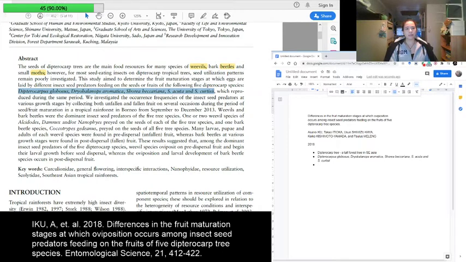So looking at these species, which reproduced during the same period, which means these plants produced fruit and seed during this period of the study. We investigated the occurrence frequencies of the insect seed predators at various growth stages by collecting both unfallen and fallen fruit on several occasions during the period of seed and fruit maturation in the tropical rainforest in Borneo, from September to December in 2013. Okay, so the study was only done in 1 year, so that's 1 season only.